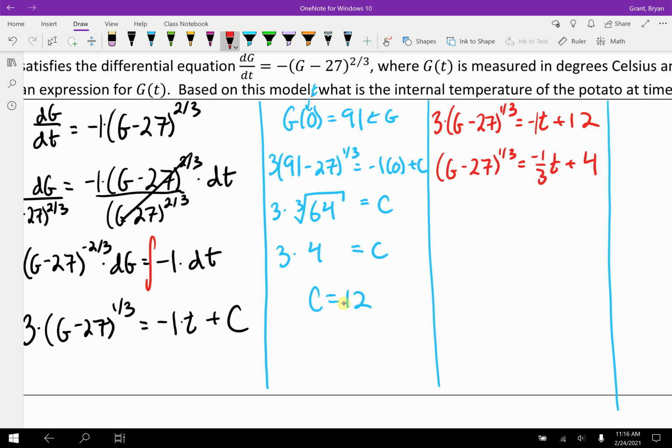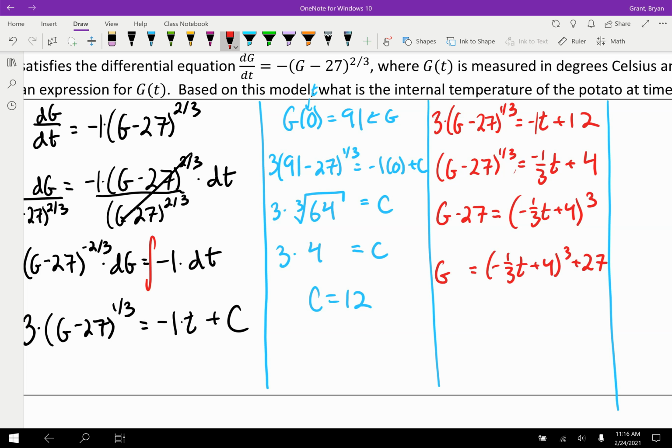Well, next we need to undo the 1/3 power, but if it's a cube root, what undoes a cube root? Oh yeah, a cube. Or you could think of raising both sides to the 3rd power, and that's what I'll do here. So g minus 27 will be negative 1/3 t plus 4 cubed. And hopefully we can see the last step. Just add 27 to each side. Leave a little space here for a second. Negative 1/3 t plus 4 cubed plus 27. And there's our answer. Whew!